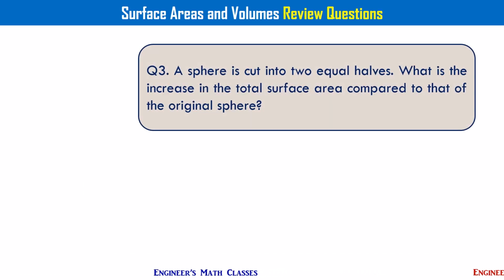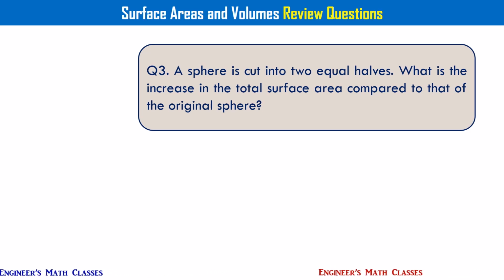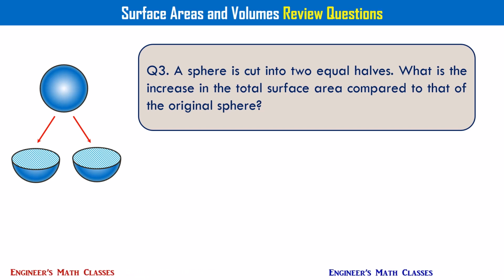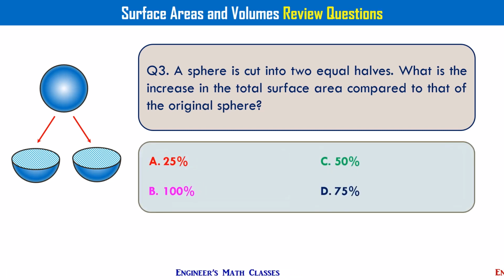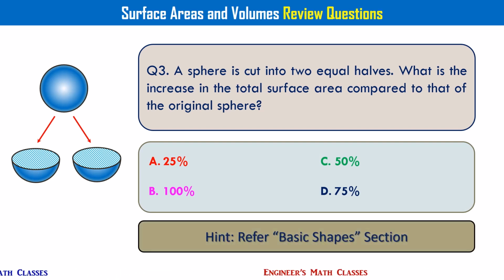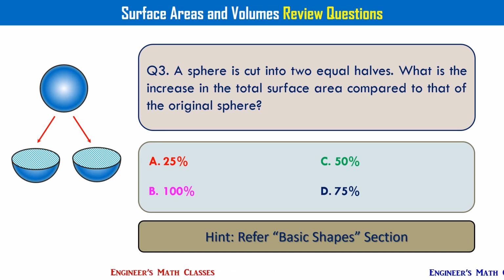Next is question number 3. A sphere is cut into two equal halves. What is the increase in the total surface area compared to that of the original sphere? See, a sphere is there, it is cut into two halves. So what is the increase in the total surface area compared to that of the original sphere? Your options are A 25%, B 100%, C 50%, D 75%. If you need to refer to anything, go back to the section called basic shapes. You might get answers for this question.